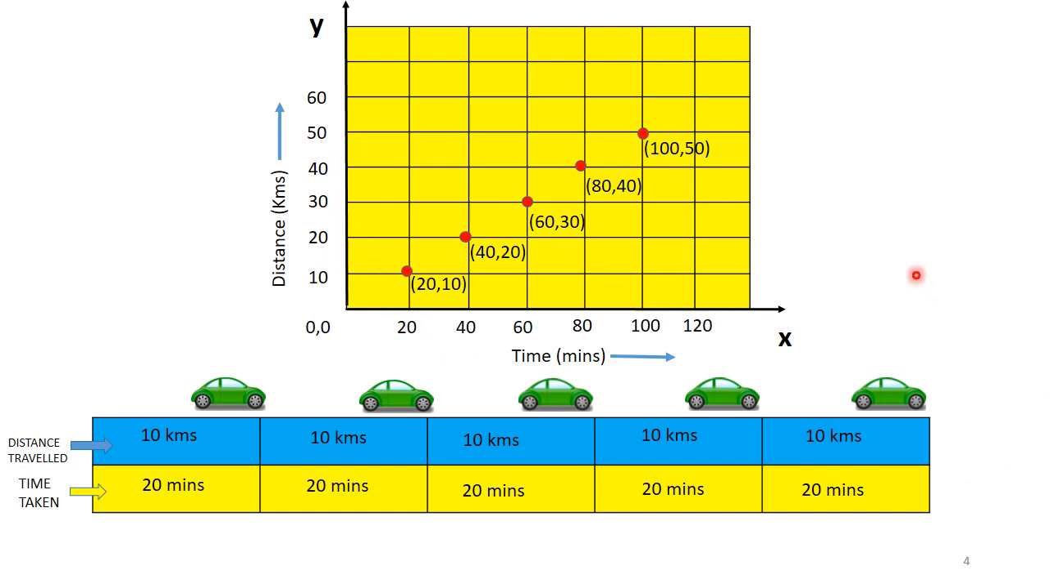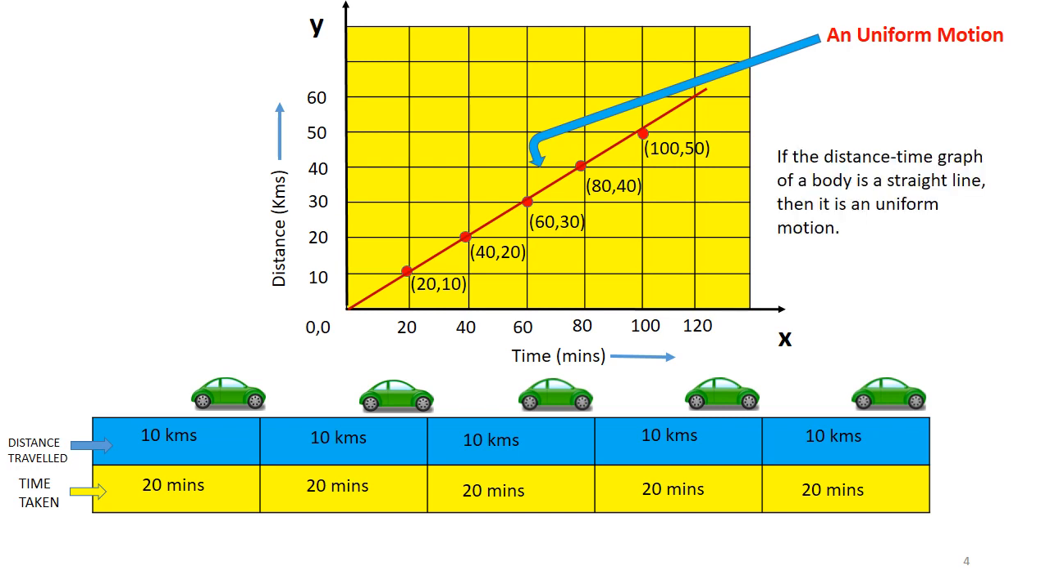Now if you join all these points, you will get a straight line with a constant slope. This straight line represents a uniform motion. Therefore, if the distance time graph of a body is a straight line, then it is a uniform motion.